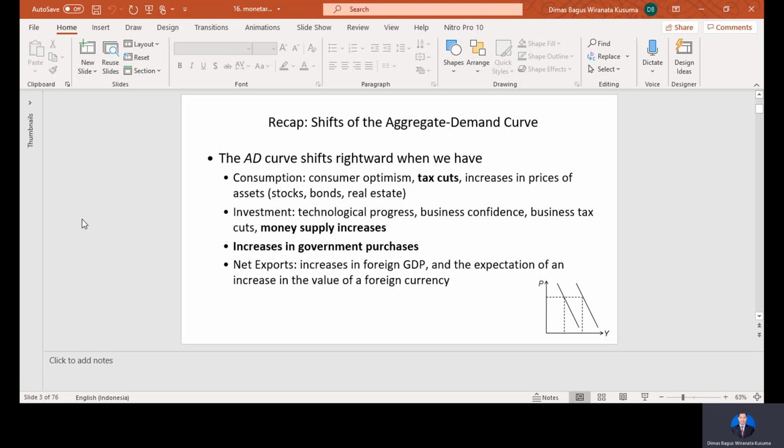And the increases in government purchases and net exports, increases in foreign GDP, and the expectation of an increase in the value of foreign currencies. So all four of these items will make the AD shift to the right.